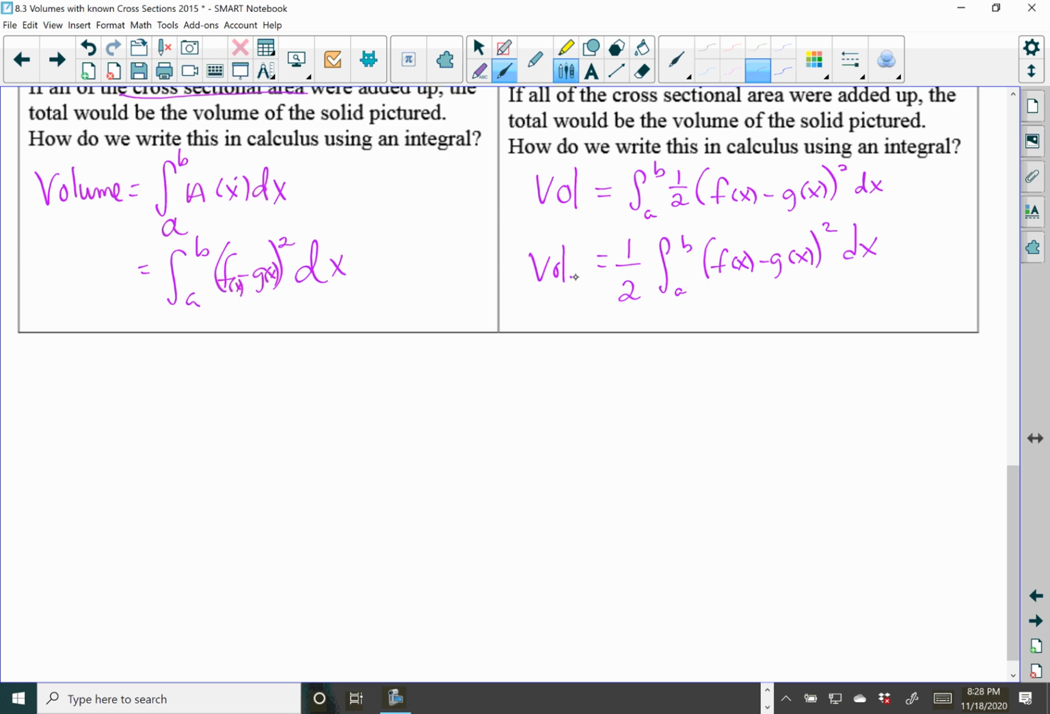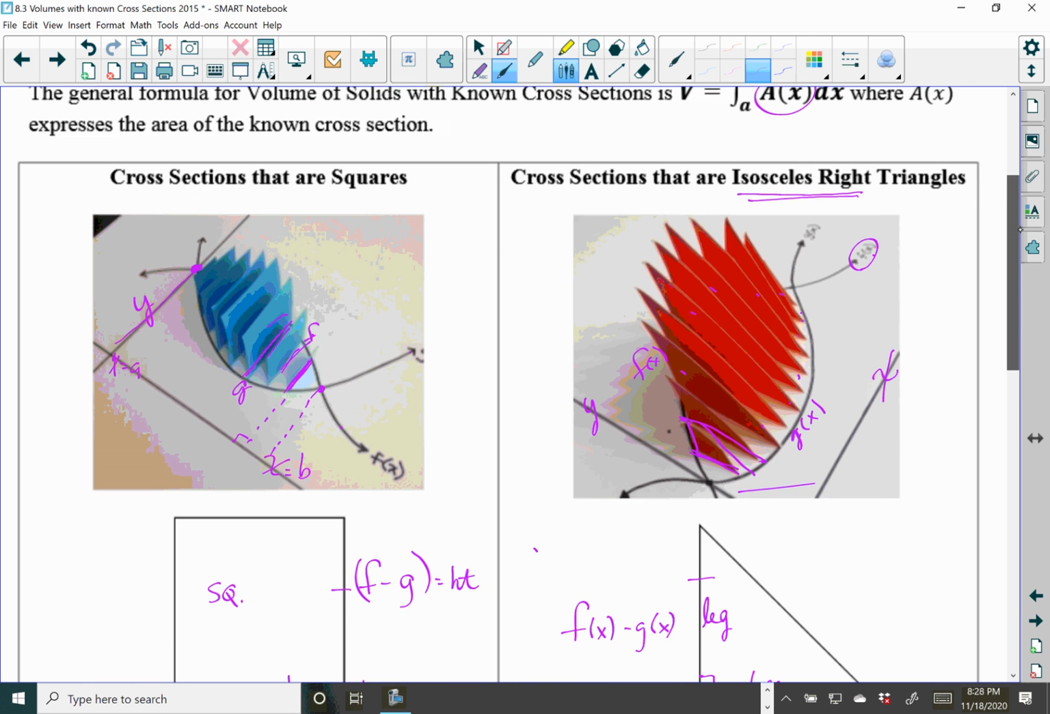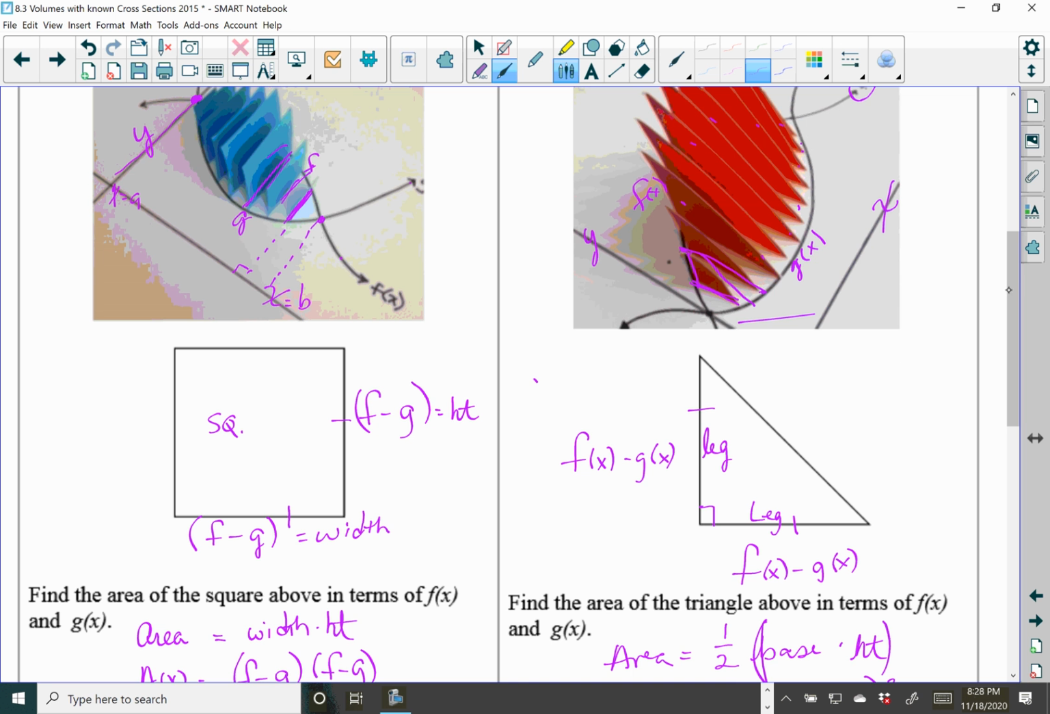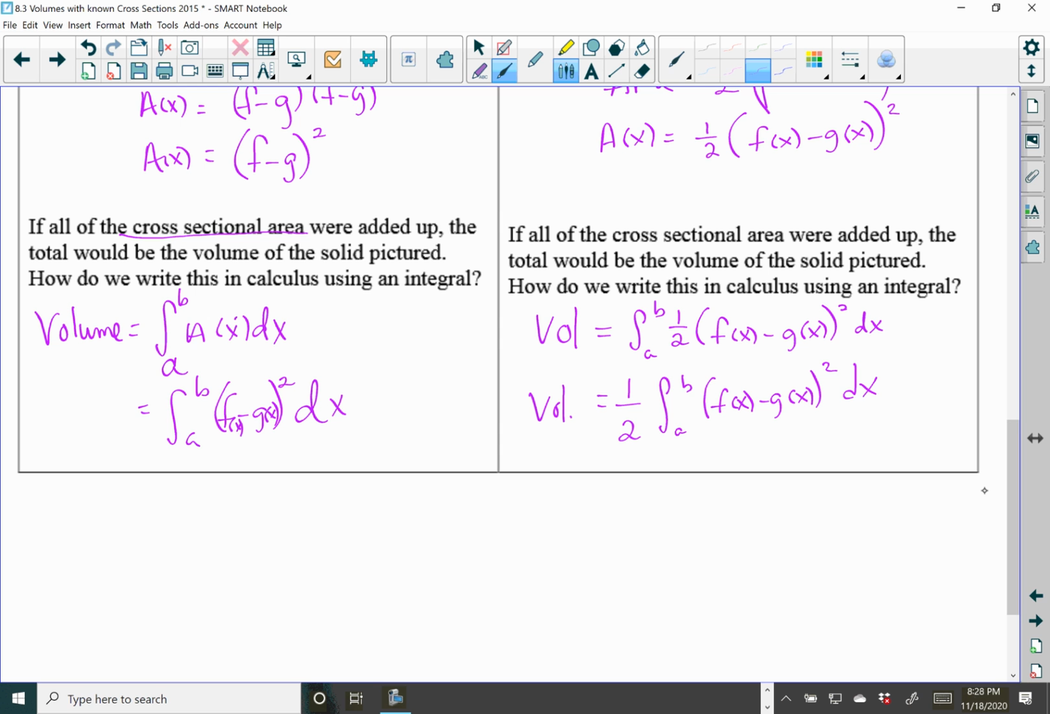Now, do I need to generate this each and every time they talk about a right isosceles triangle that is situated on its leg? No, I really don't need to, because I'm looking at the most general case right now. So if it is a right isosceles triangle situated on a leg, I can just immediately say it's going to be 1/2 the distance between the two functions, quantity squared.